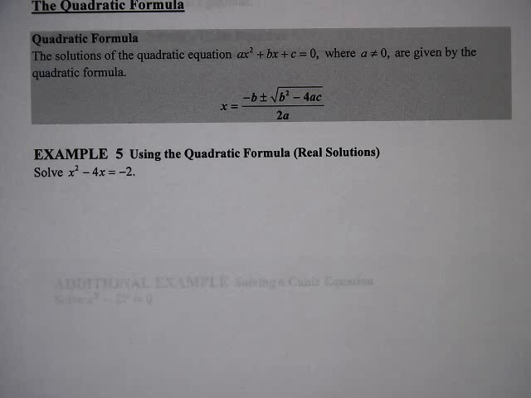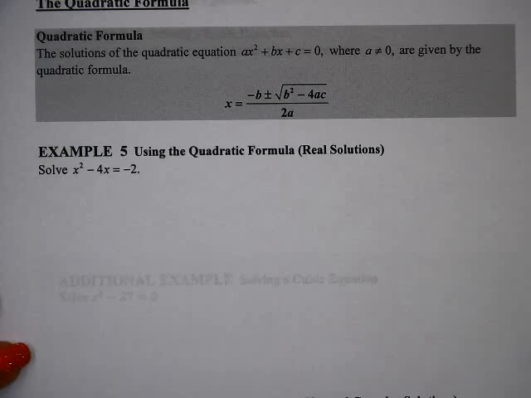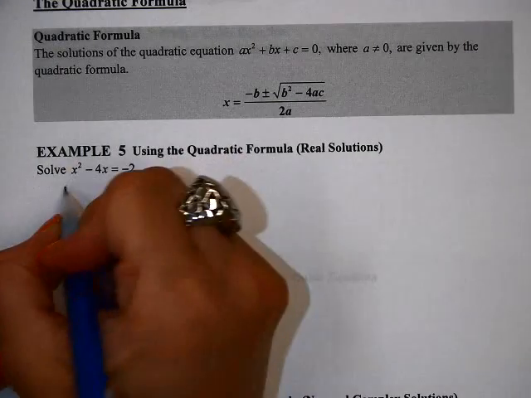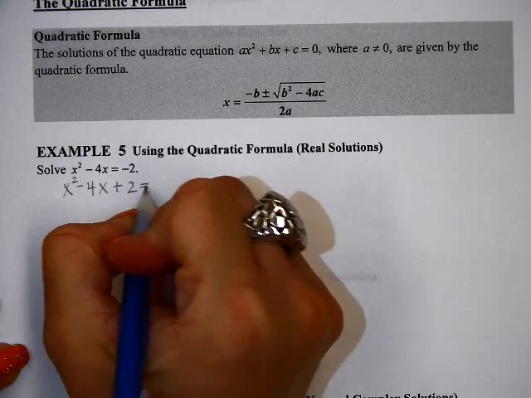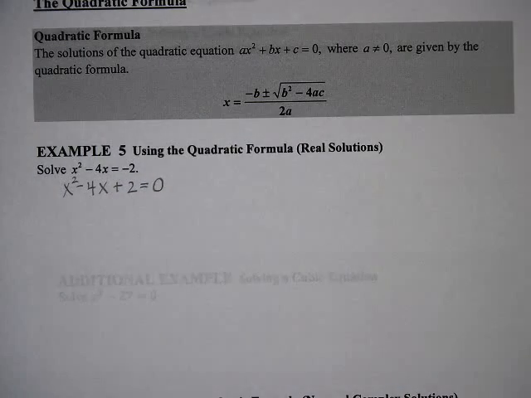So we're going to start with example 5, and you'll still do the same thing that we did in those first examples, and that is that you want these quadratic equations written in standard form first, and then we're going to work these by hand using our quadratic formula. If you look at example 5, solve x squared minus 4x equals negative 2. We're going to start by writing this in standard form: x squared minus 4x plus 2 equals 0.